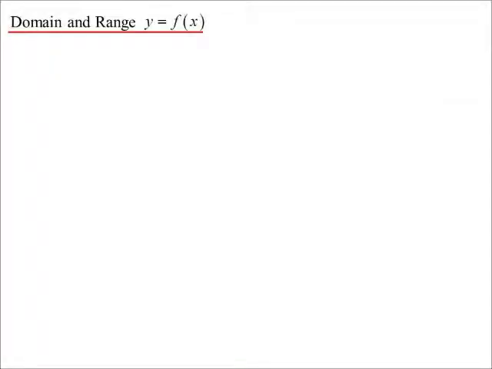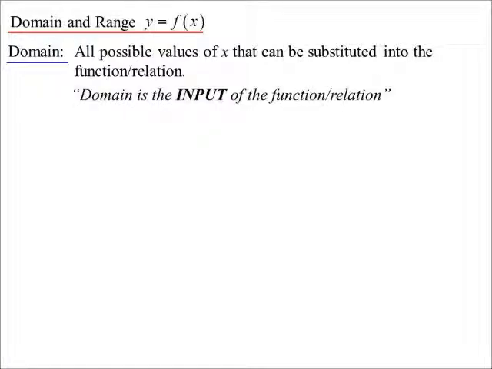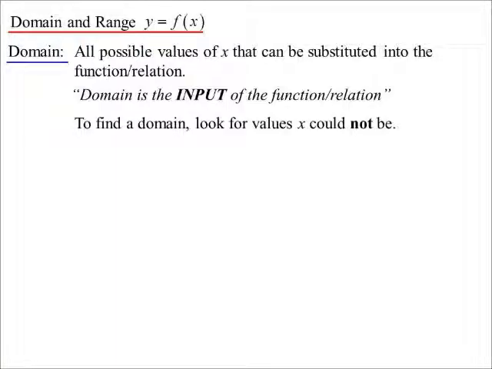Let's talk about domain and range, two very important features that we look at. So domain. Imagine our function, or relation for that matter, is like a machine. And we're going to input values. And answers will come out. Well, the input is the domain. All the possible values we can throw into this machine and get an answer. That is our domain.